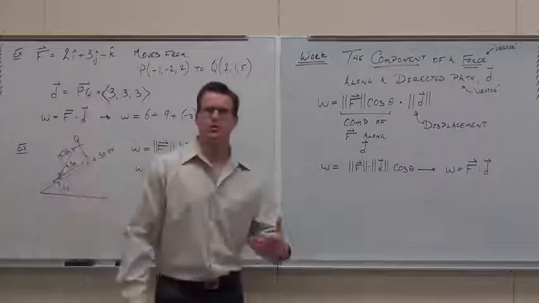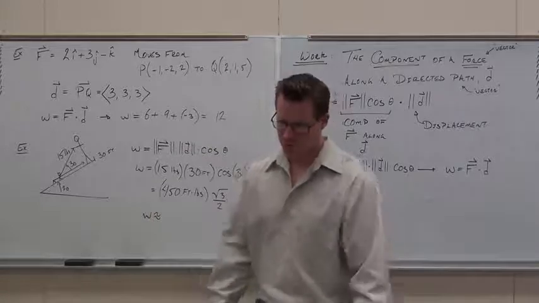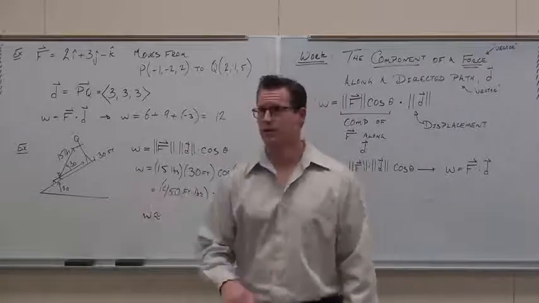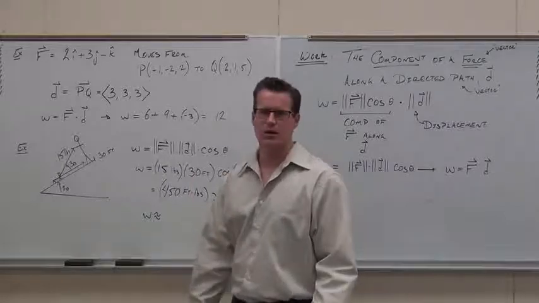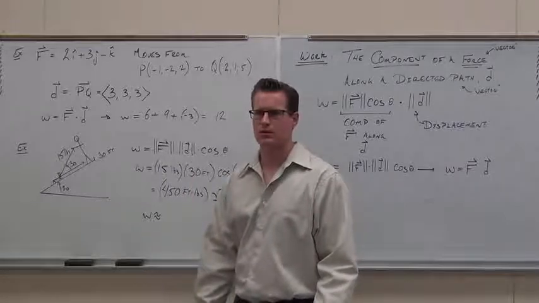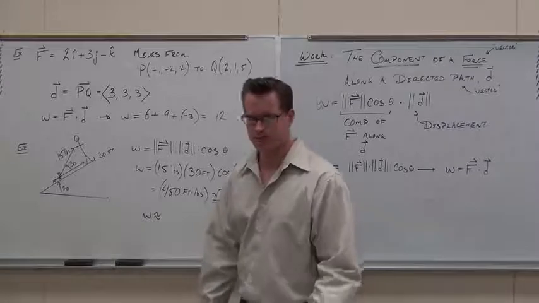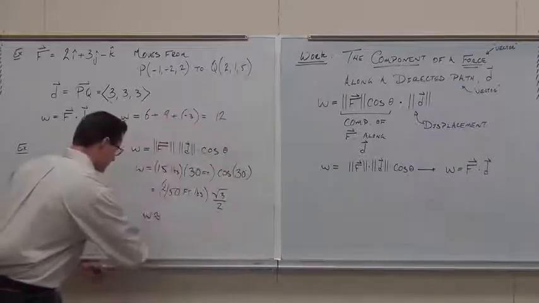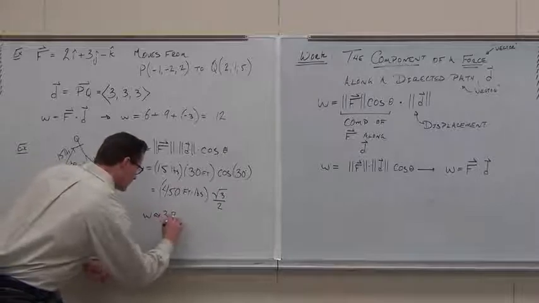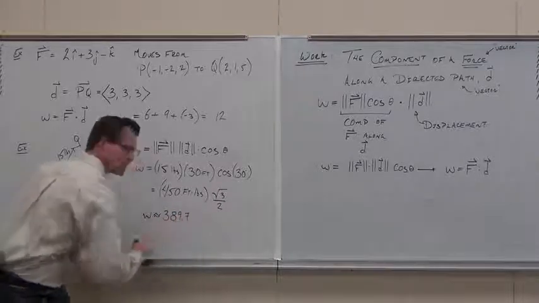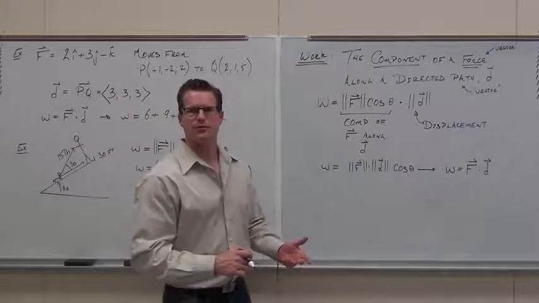Work is about equal to, so take the 450, multiply it by cosine 30, or multiply it by square root of 3, divide by 2. How much do we get, roughly? 389.7. Yeah, that's about what I got. That's an awful sign there. Units kind of matter in real life.